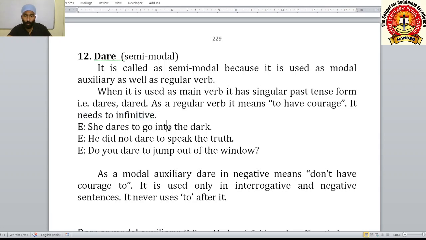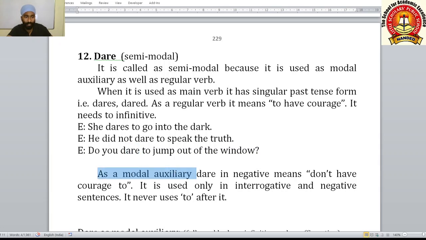She dares to go into the dark. He did not dare to speak the truth. Do you dare to jump out of the window? You see here, in the simple present form, we are using the s form with a third person singular subject. And here we are using did, the helping verb, before dare for the negative sentence. Thereafter we are using do for an interrogative sentence before dare.